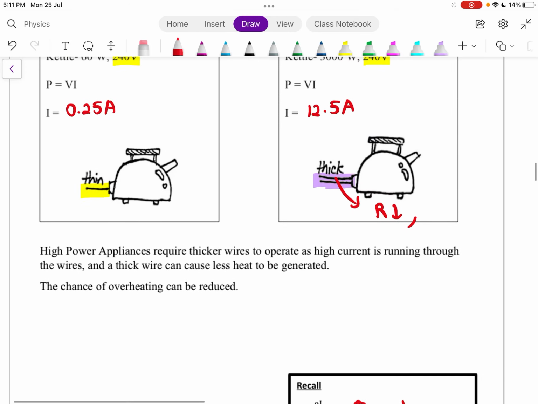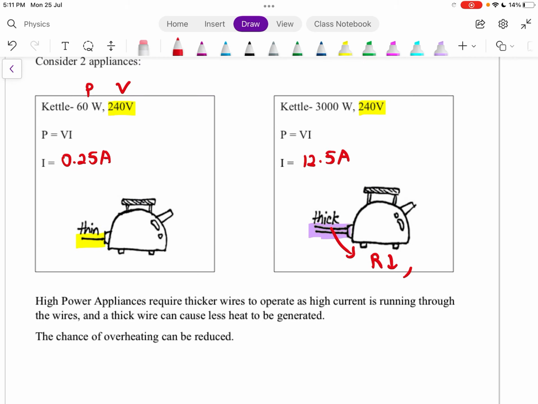So high current that flows through the thick wire will not cause so much heating effect, because heating effect will cause overheating, and eventually it will cause the temperature to get high enough and cause a fire. For the thin wire of the low power kettle, the thin wire has a high resistance because of R equal to rho L over A. But it is okay because the current that's drawn is only 0.25 ampere. So your wire can have a high resistance, and the heating effect will not be so huge.